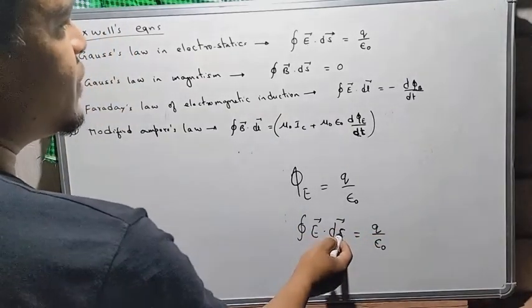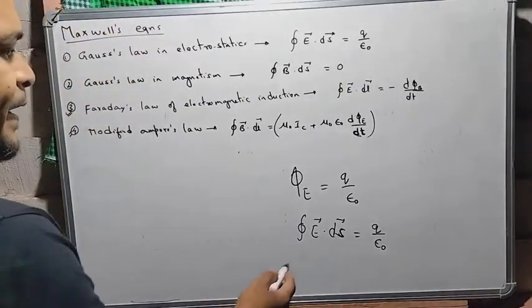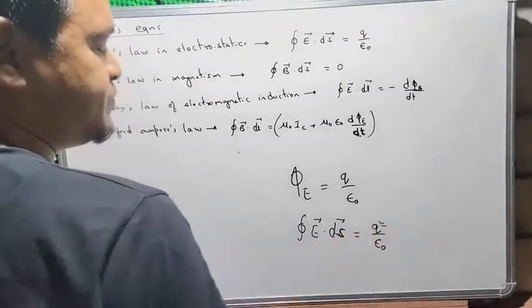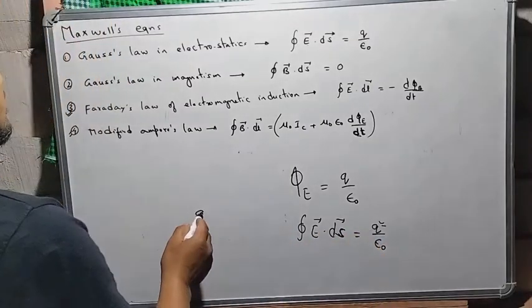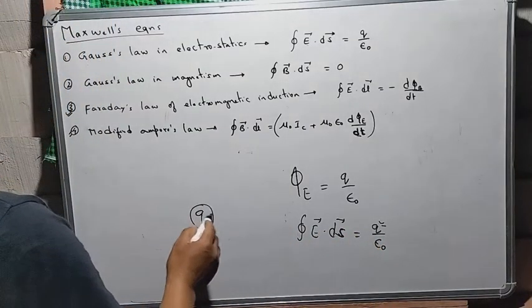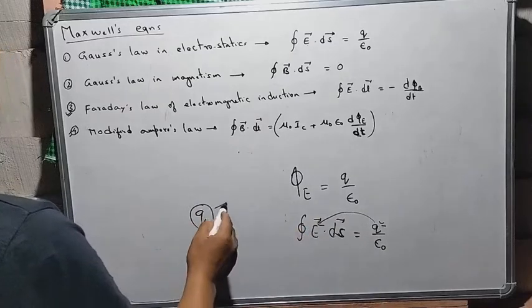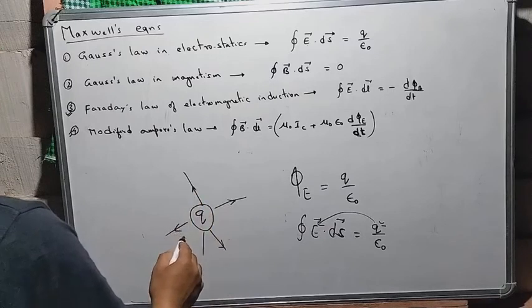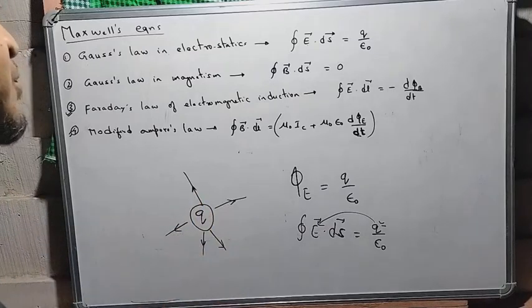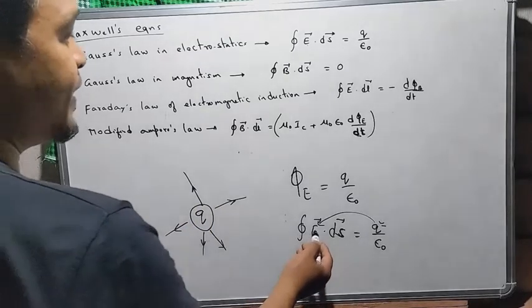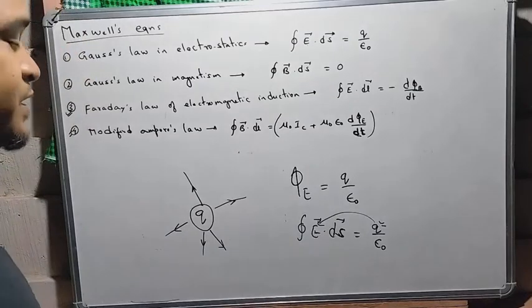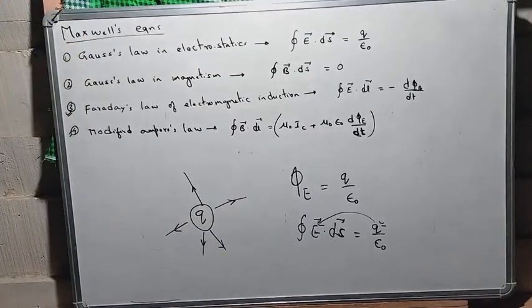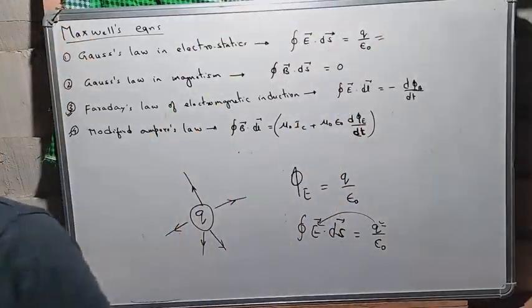So what is the importance of this equation? Here we have a charge. When there is a charge, there is an electric field. So a single charge always produces an electric field. Or I can say, when there is an electric field, automatically there should be a charge, because an electric field cannot exist without a charge. So that is the meaning of this equation.